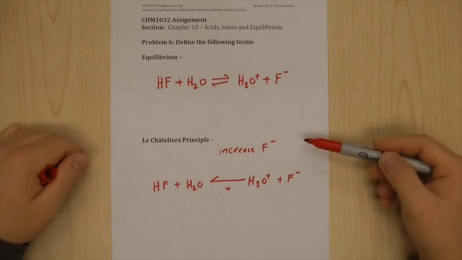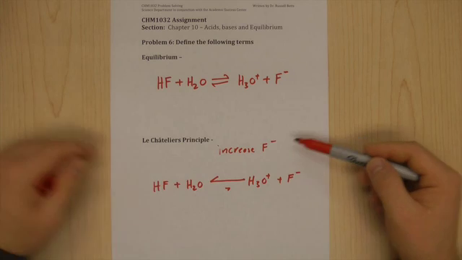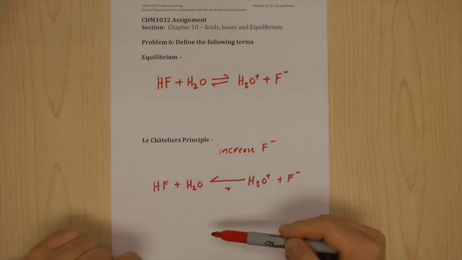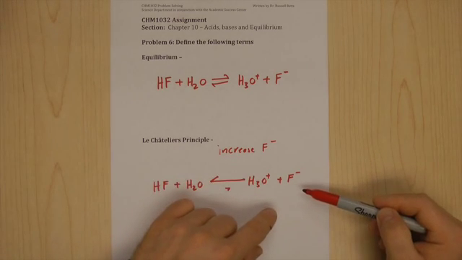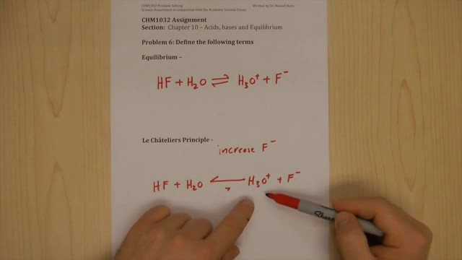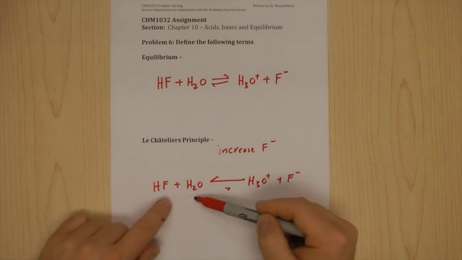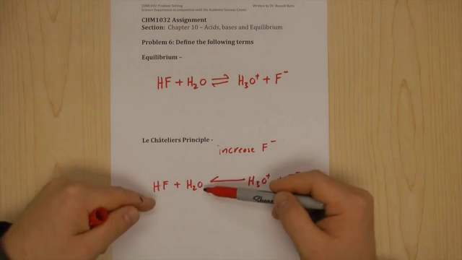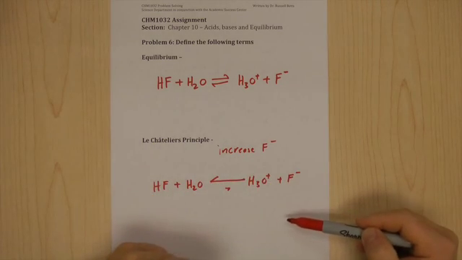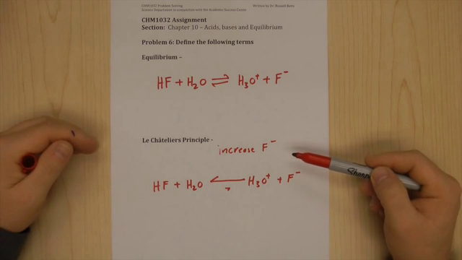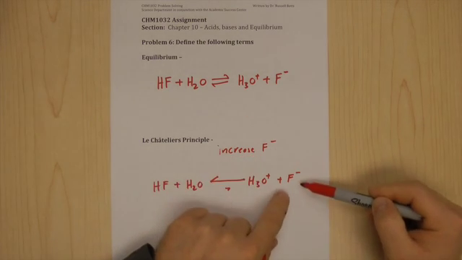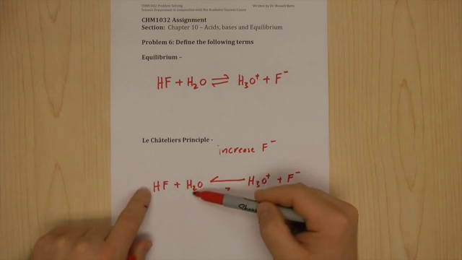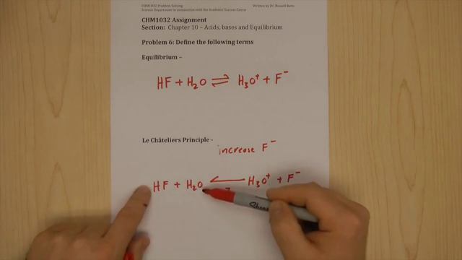Now, how do we mess with the system? Well, one really good way is to increase the concentration of one of these or one of these. So I picked F minus because it was just the easiest one to pick. I could have picked hydronium. I could have also added more water. I could have also added more HF. If you increase the concentration of any one of these four things, it will shift the equilibrium in one direction or the other. I picked F minus. So if I swamp this reaction with F minus, the equilibrium will shift to favor starting material or reactants.